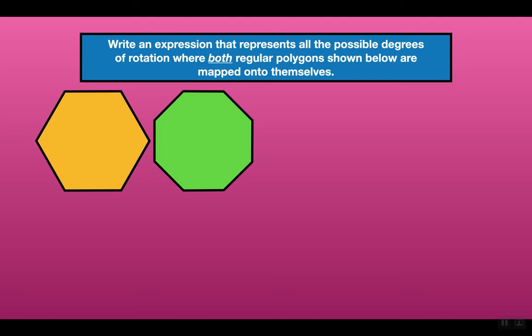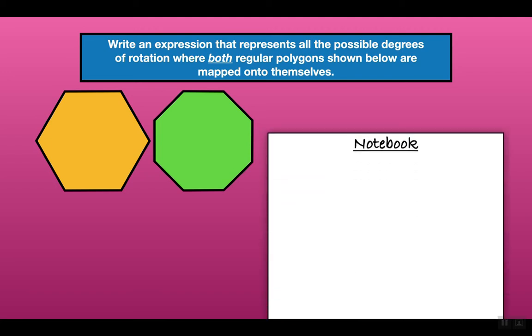All right, so let me make sure you understand what this means. We have to write an expression that tells you all the possible degrees of rotation that I could do to both shapes to get them to look exactly the same way that they do now. Let me tell you how you do this, because this is also not difficult.